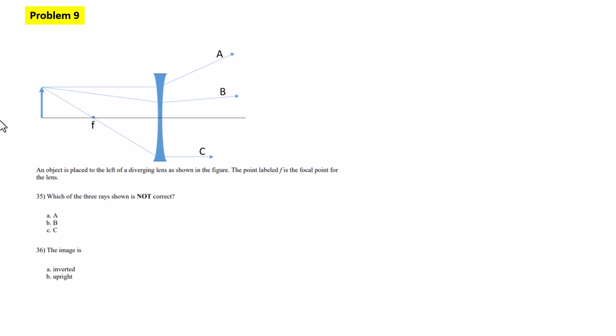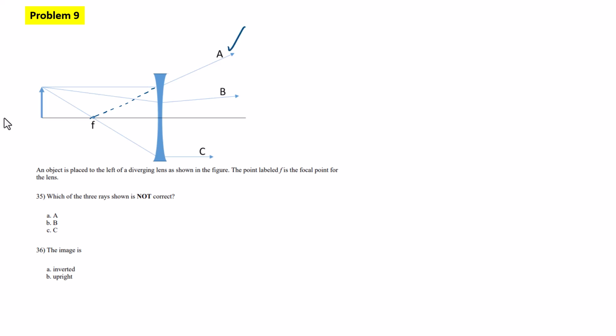Problem 9 says an object is placed to the left of a diverging lens as shown below. The point labeled F is the focal point for the lens. Which of the three rays shown is not correct? Well, let's look at ray A. Ray A is a ray that runs parallel to the axis down the middle over here, and the rule is it's going to bend away from that, and it appears as though it is coming from the focal point. So ray A is okay.